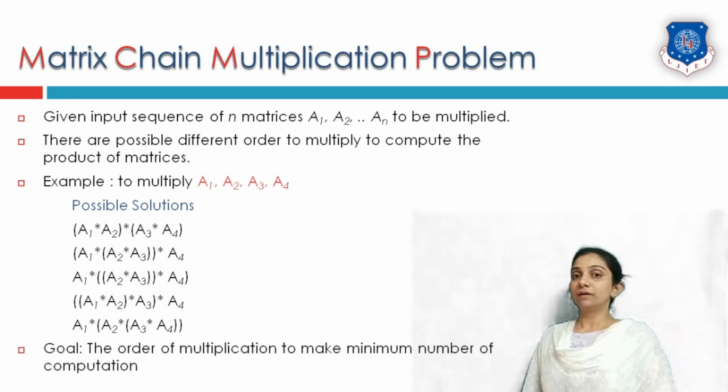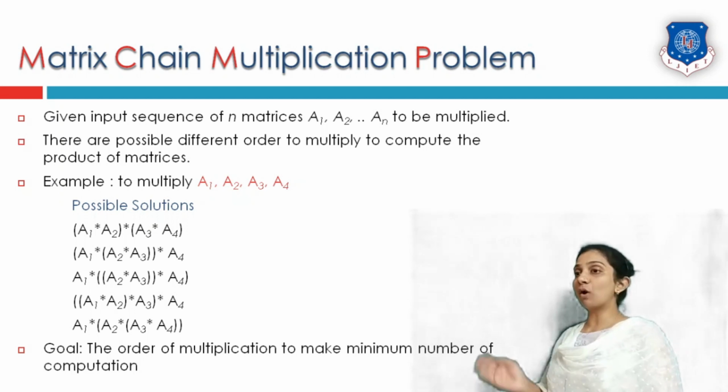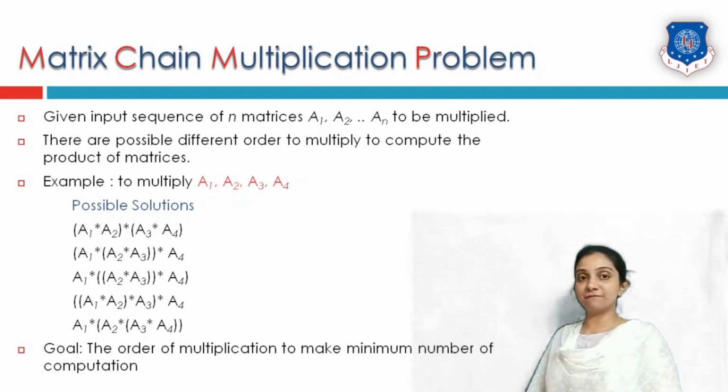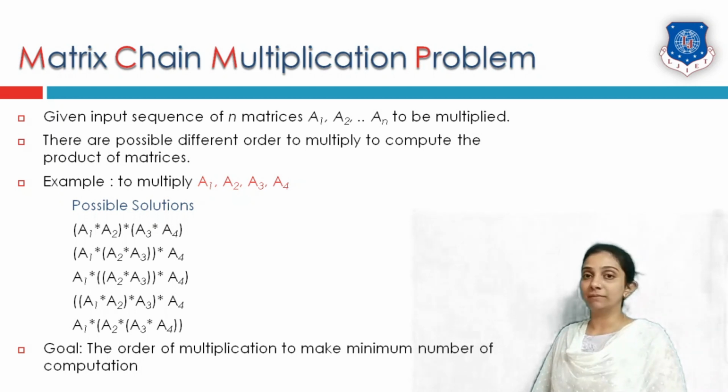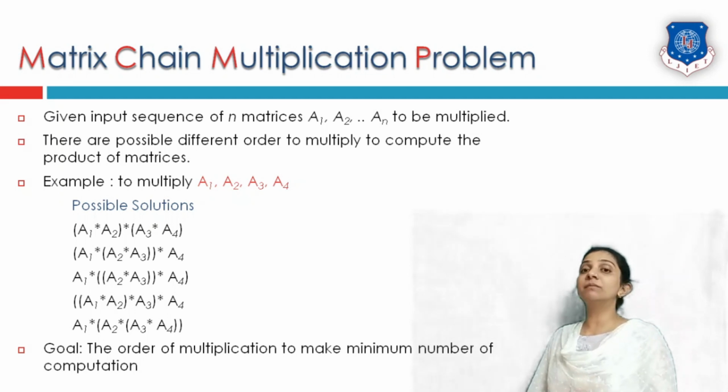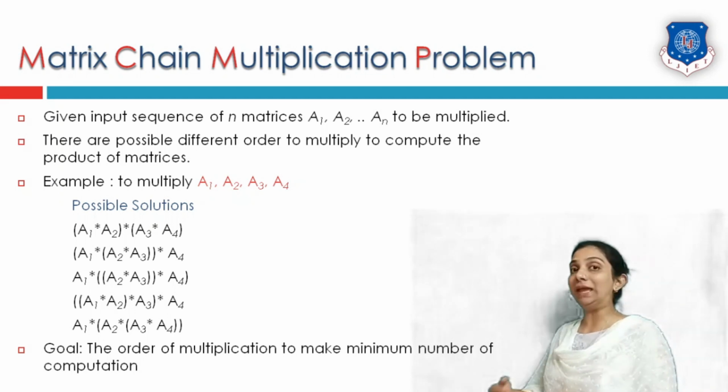So here, what is our problem? Our problem is to find an order out of these 5, right? These are not the only 5 ways in which we can multiply them. There do exist different orders. But what is the order that incurs the minimum multiplication, or the minimum number of operations?